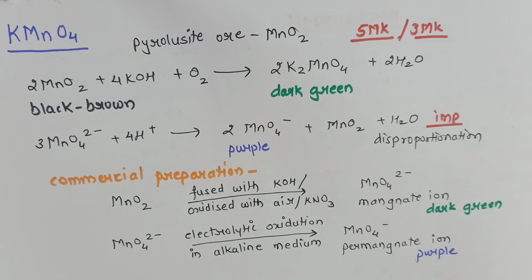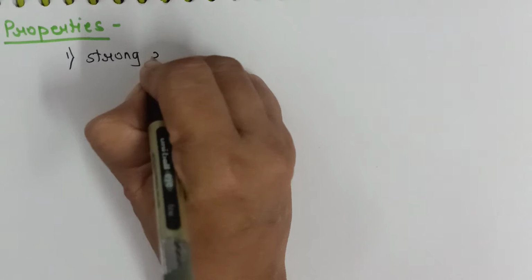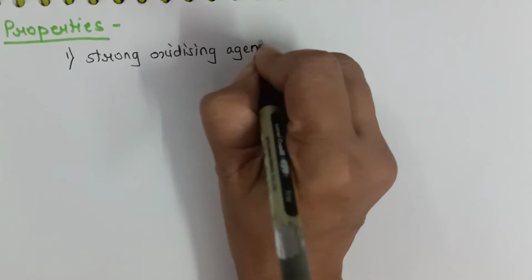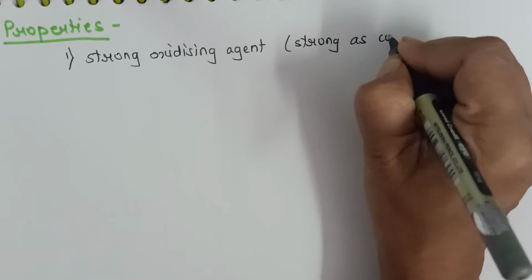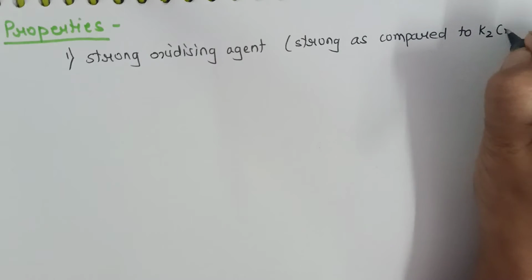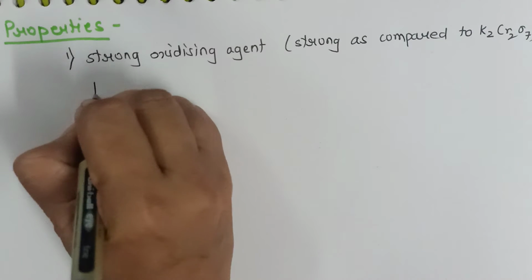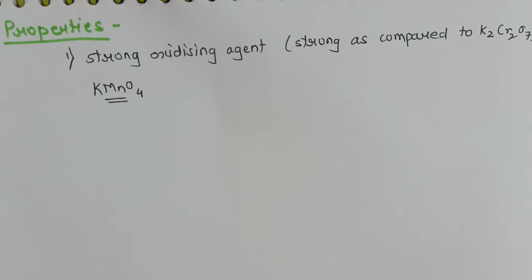Now let us study the properties of potassium permanganate. When we are discussing the properties of potassium permanganate, the very first thing that we have to remember is that potassium permanganate is a very strong oxidizing agent. It is strong even as compared to potassium dichromate. The reason lies in the oxidation state of manganese. In potassium permanganate, manganese is in +7 oxidation state.